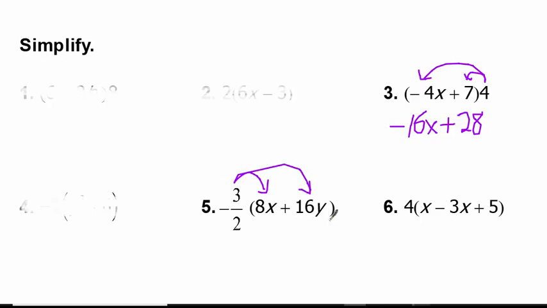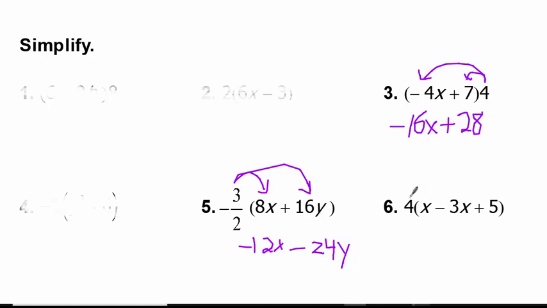When I distribute fractions, I often like to do the division first because it will give me simplified numbers. 8 does divide by 2, that's 4. 4 times 3 is 12, negative 12x. 16 divided by 2 is 8. 8 times 3, that's the 24. And that one has my y.